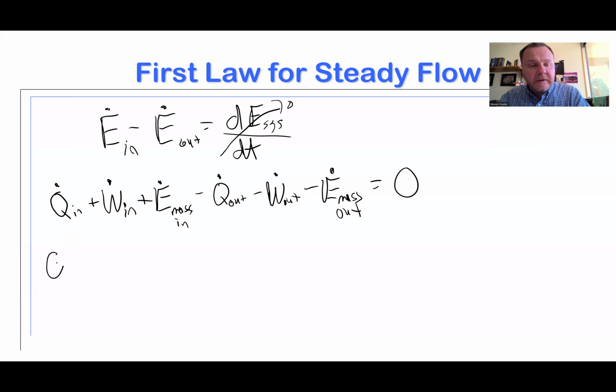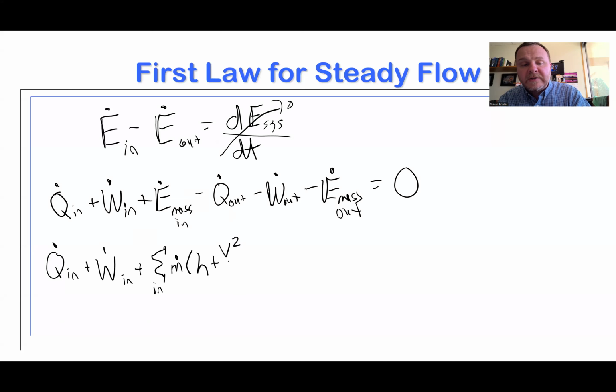Now, what we want to do here is, let's say Q dot in plus the power input plus, let's talk about all of the energy that can come into the system. So I'm going to do a summation across all of the inlets, the rate at which the mass is flowing times h plus v squared over 2 plus gz. And then I need to subtract all these going out. Subtract the rate at which heat goes out. Subtract the power output, the rate at which work is being extracted, W dot out.